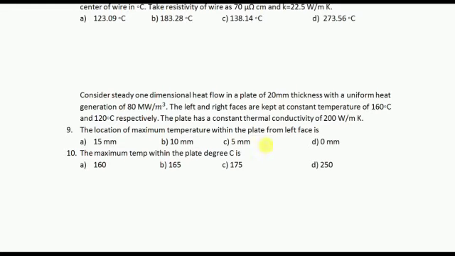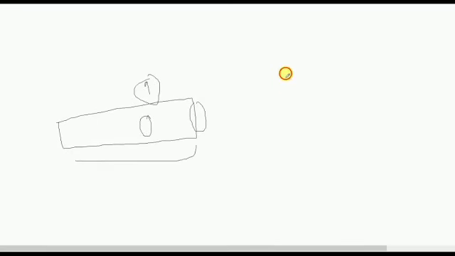Location at maximum temperature within the plate. Actually, if I draw the diagram, you can understand. See, the plate is there. Here it is left side. Here one temperature is given, and here another temperature is given. Why I indicated in the top and bottom? Because here it is 160 and here it is 120. Now what they are asking, they are asking you to find the maximum temperature's location.